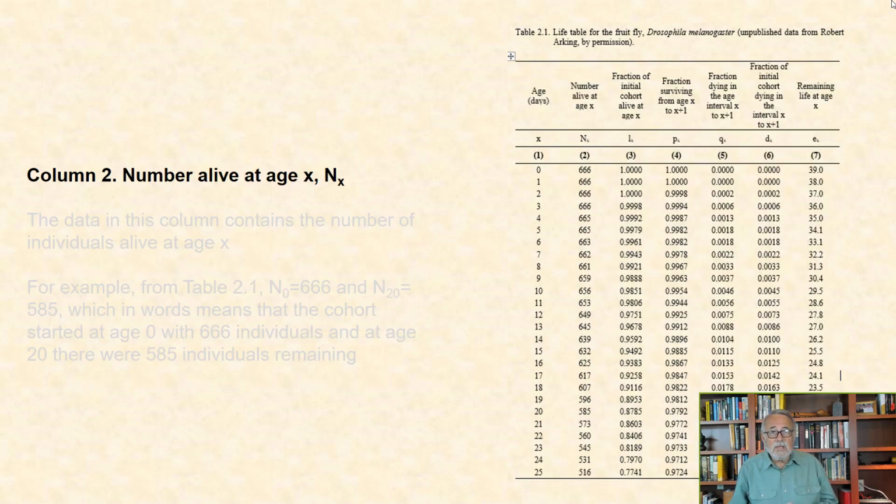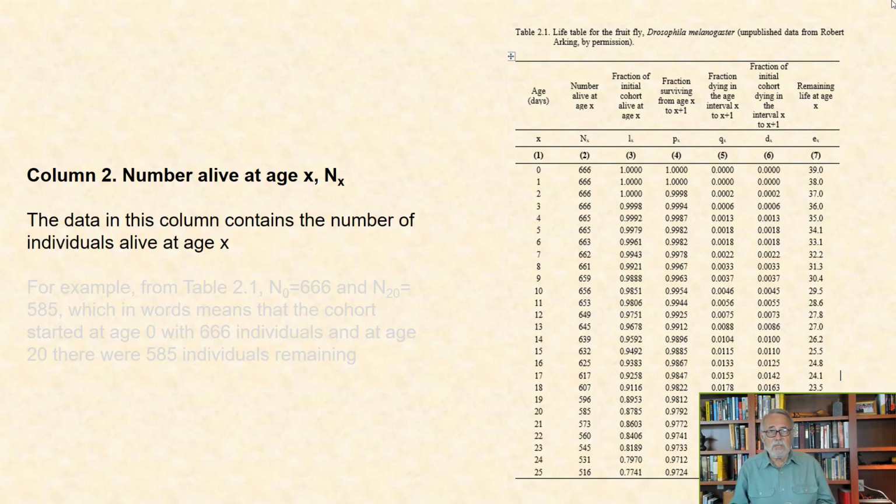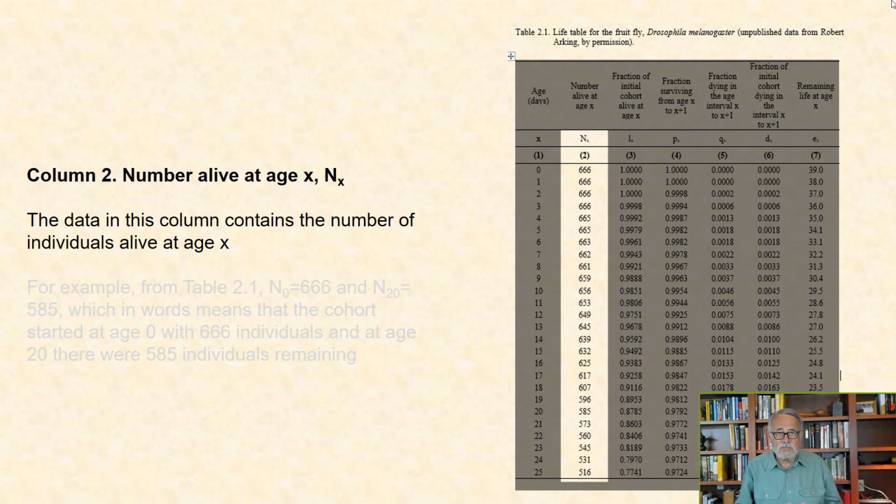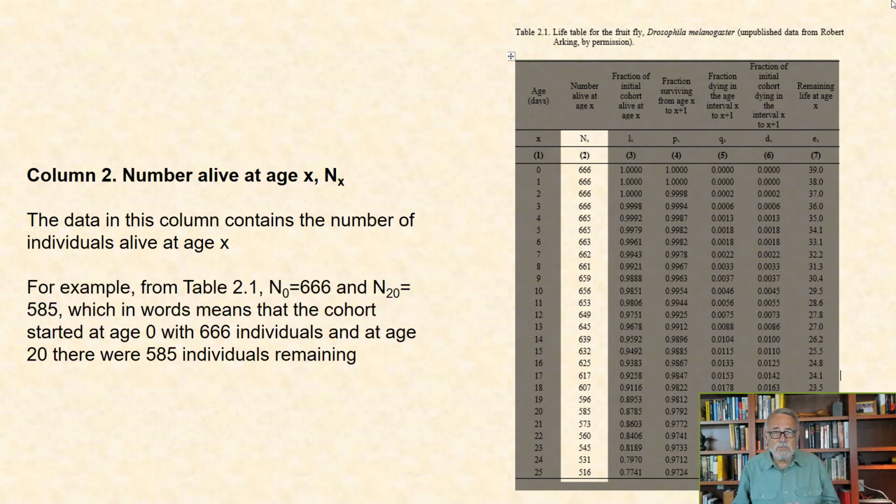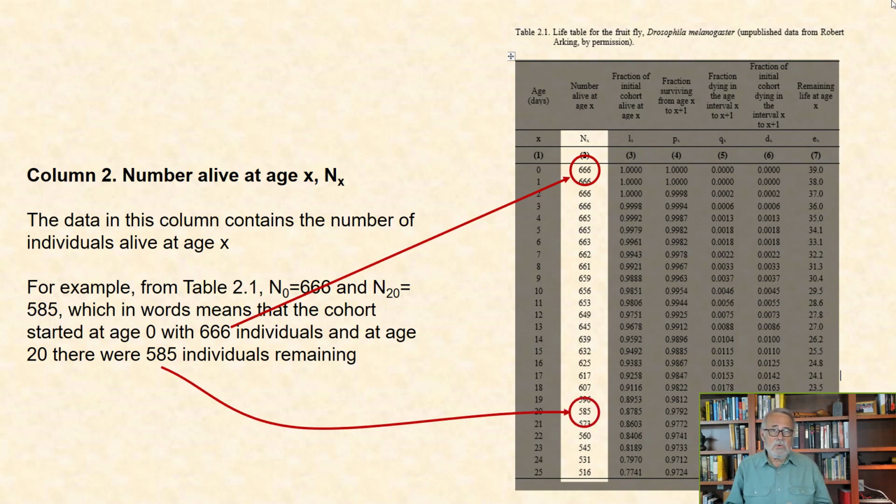Column 2, Number alive at age X, denoted NX. The data in this column contains the number of individuals alive at age X. For example, from this table, the number at age 0 we start with is 666, and the number at age 20 equals 585, which in words means that the cohort started at age 0 with 666 individuals, and by age 20 there were 585 individuals remaining.